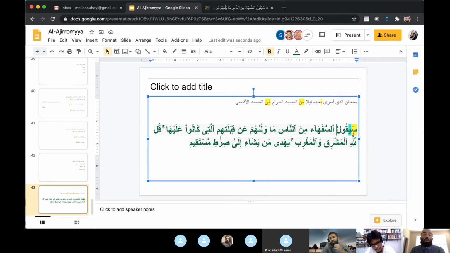Sayaqulu. And then you will have as-sufaha. Yaqulu. Now here, you would need to know some Arabic vocab, but that's easy. You can just put this in the dictionary and it will tell you. Yaqulu is an imperfect verb, and it means they will say. Let me remove the pronoun. More accurately, it is will say.